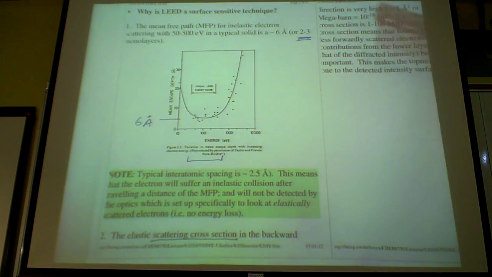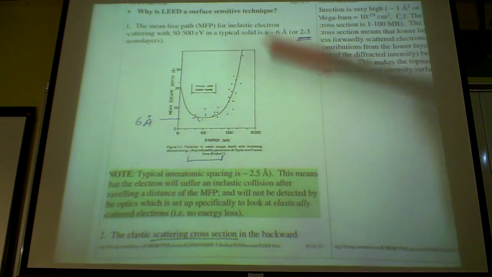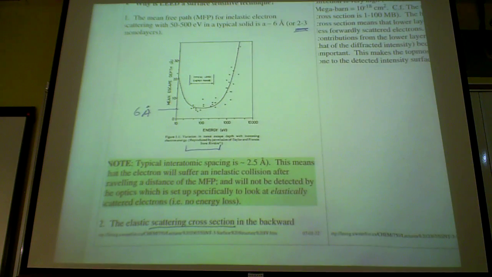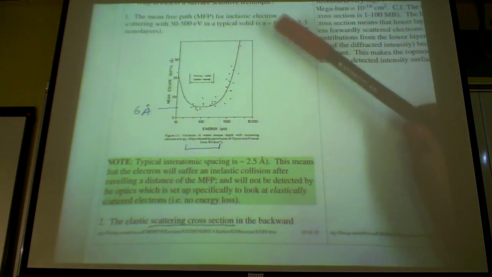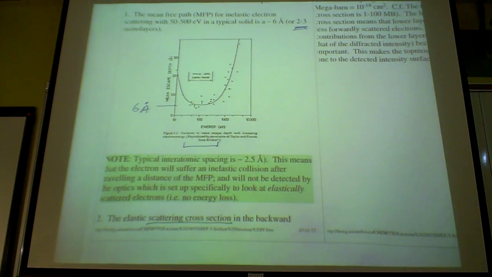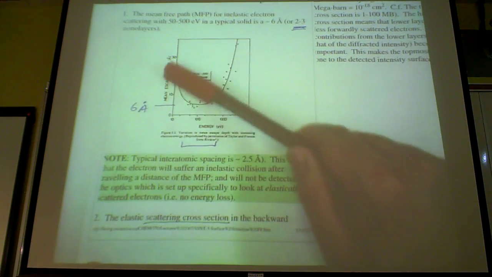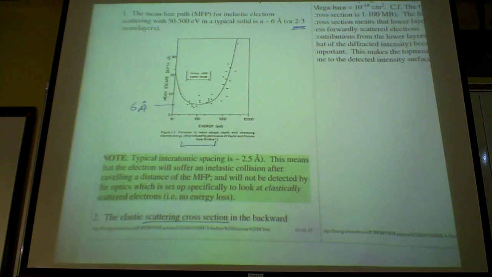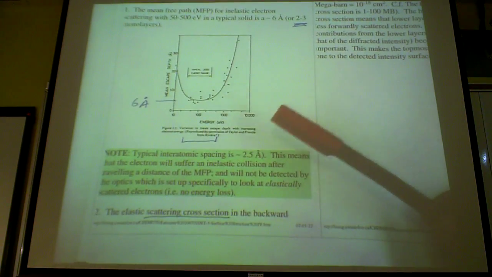We talked about why LEED is a surface-sensitive technique. The reason really is just because the energy for LEED is usually in the range of below 500 electron volt. It means that it can sample an inelastic mean free path within your solid of roughly 2 to 3 monolayers. If you look at the universal mean free path that we have looked at before, it is inherently surface sensitive just because the kinetic energy is low.